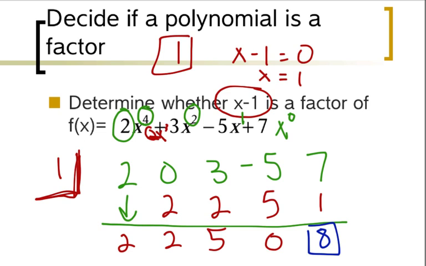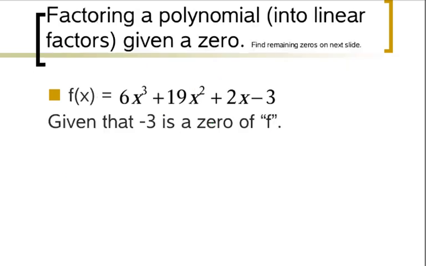Now, what we're finding is that this is not a factor. If it goes in evenly, it would have a 0 as a remainder, but this one has an 8. So this is not a factor. Now we're going to take this information of figuring out if something is a factor and apply it towards factoring polynomials. This one, of course, didn't work, but let's take a look at this next example.